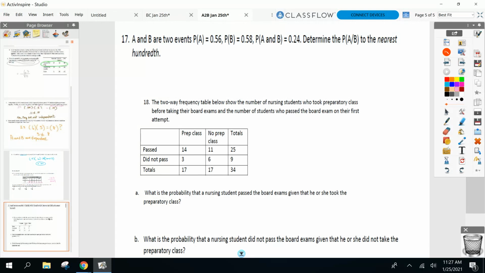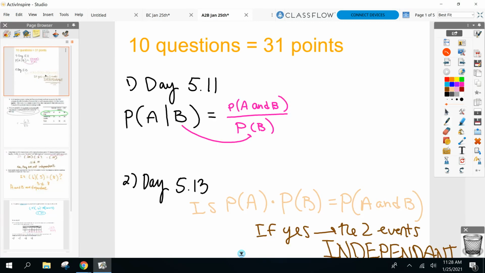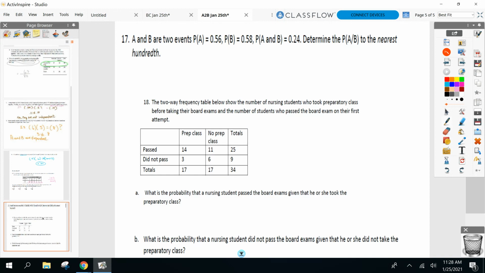Number 17. I give you A, I give you B, I give you A and B. Determine the probability of A given B. This is not an independent question. You don't see the word independent at all. That's why at the very beginning today I said, hey guys, it might be good to know that formula, how to find A given B, because this is where I'm going to use it now. No table involved. Probability of A given B, right straight from the formula. That's all I'm using here.